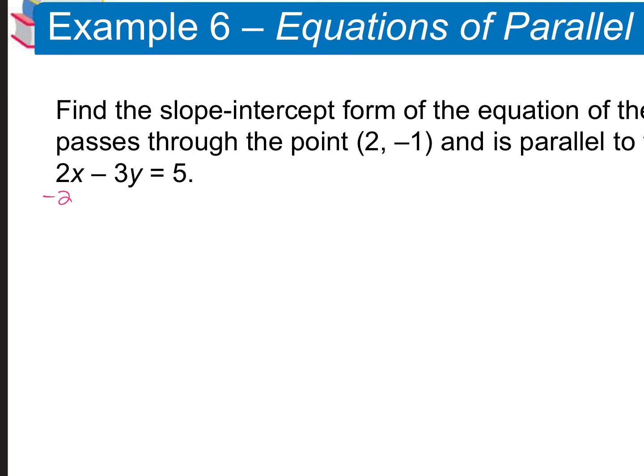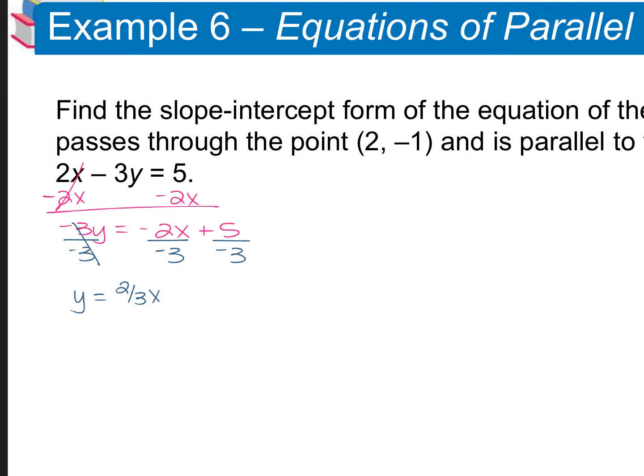I'm going to move the 2x over by subtracting it from both sides. So that's going to give us negative 3y is equal to negative 2x plus 5. From here, we divide each side by the negative 3. Remember, when we do this, it's each term that gets divided by that negative 3. So that's going to leave us with y is equal to positive 2/3 x minus 5/3.